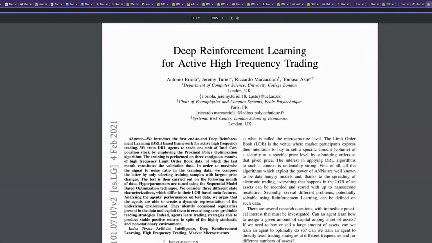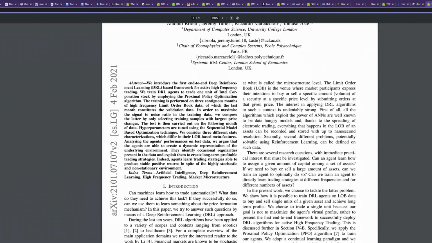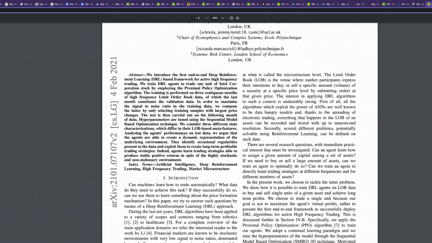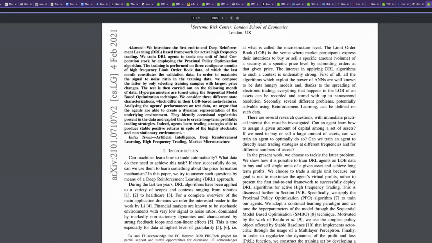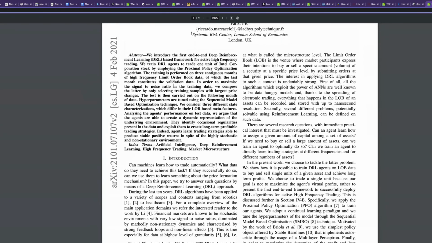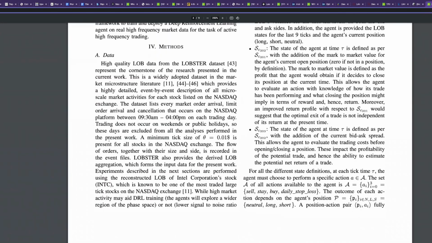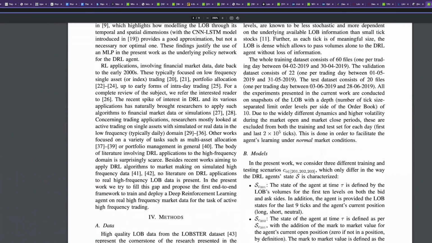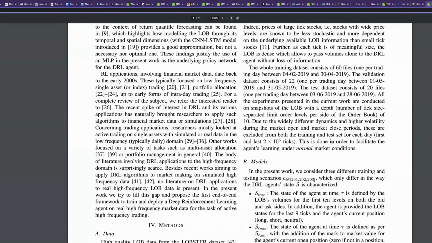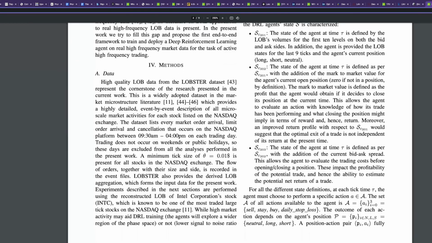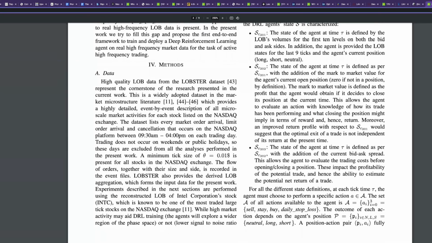The related paper is named Deep Reinforcement Learning for Active High Frequency Trading. It's also made on different data, on LOBSTER, which is unavailable. Let's quickly go over this paper. They describe the data, how they built their training set, then they describe the models and setups that they used. I summarized them here.